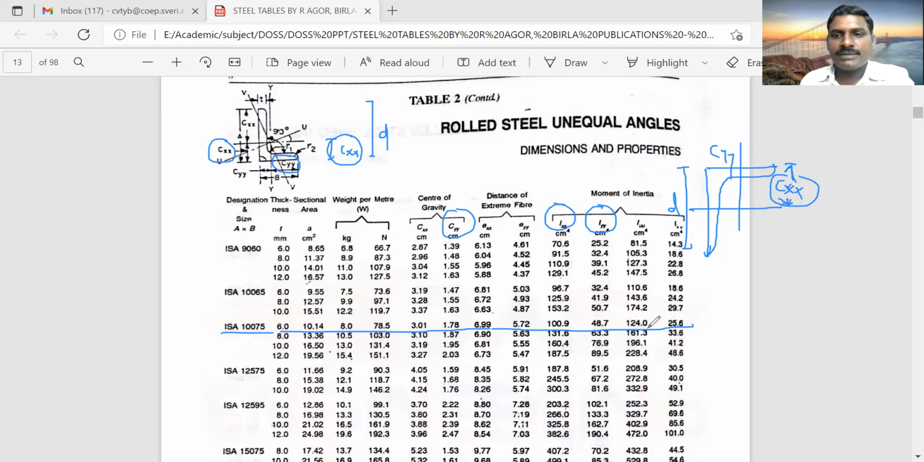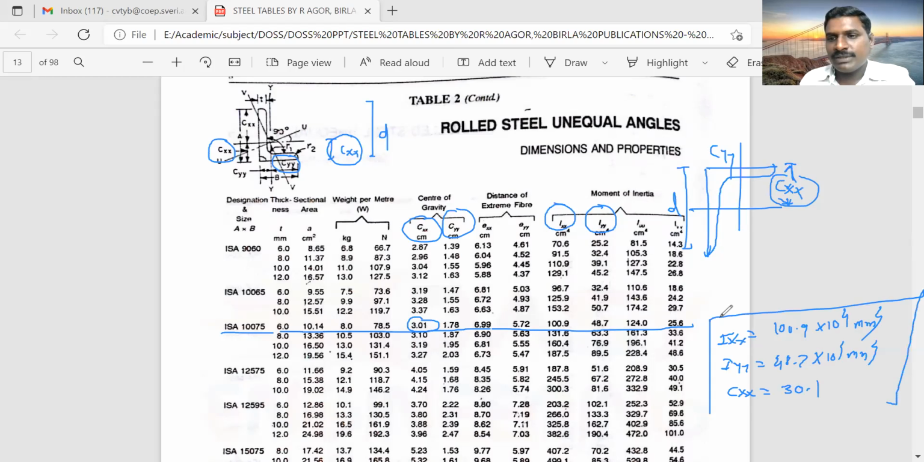Everyone, you are getting? So how much is the IXX value? IXX is 100.9 into 10 raised to 4 mm raised to 4. IYY value is 48.7 into 10 raised to 4 mm raised to 4. And CXX value is for ISA 100 by 75 by 6. How much is the CXX value? 30.1. So these three values we require. These are the properties of the angle section.